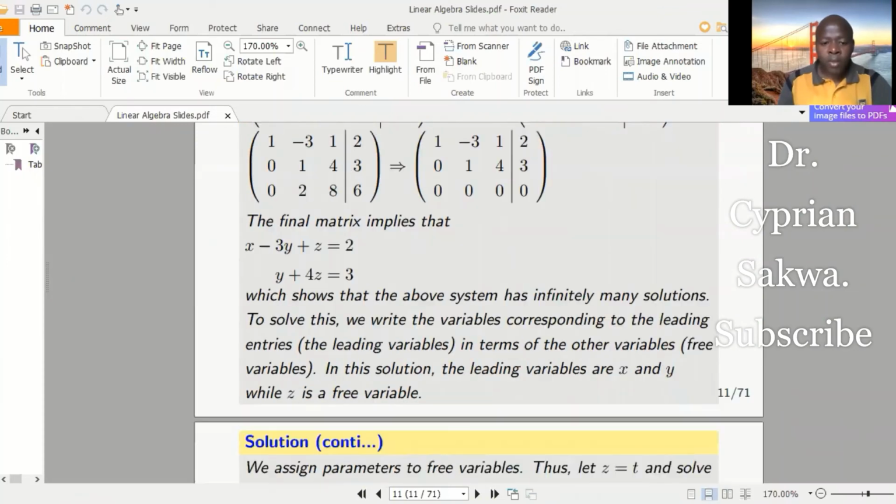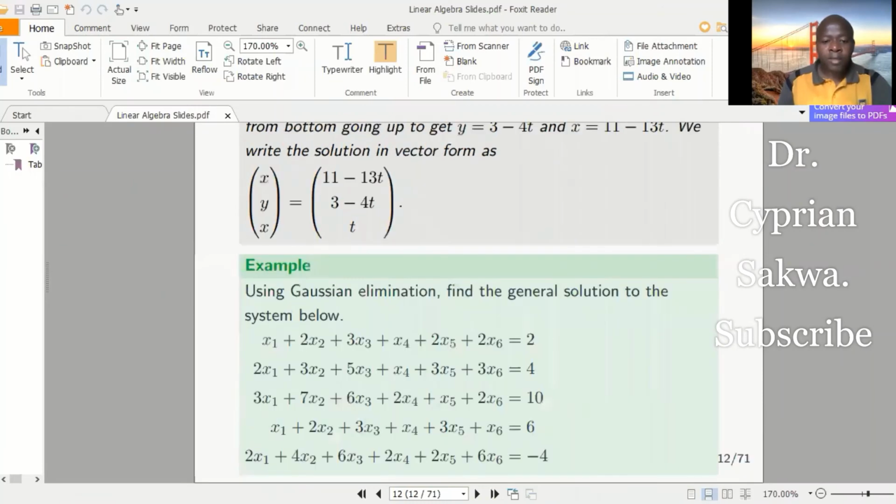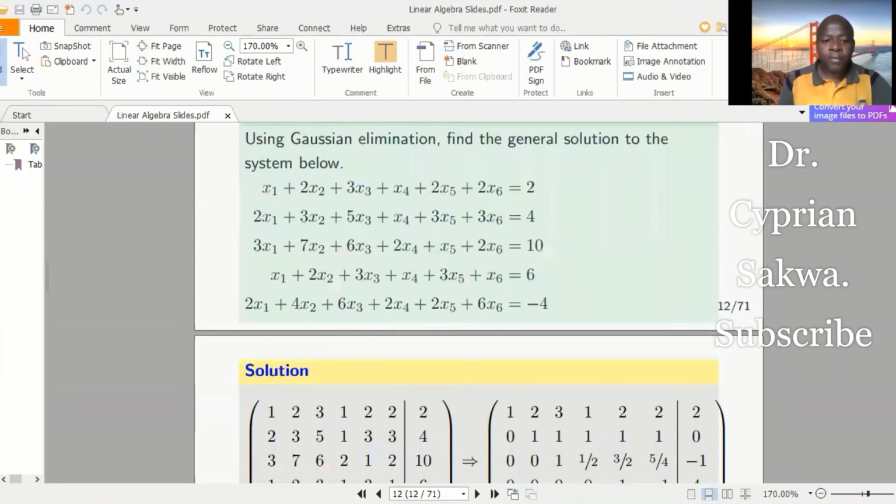I want to look at one more example. And this is the example. Using Gaussian elimination, find the general solution to the system below. Like the example we've had above, what we wrote was the general solution. And thus I said that if t is 1, then we would have one set of solutions. If t is 2, we'd have another set. So what we came up with was a general solution. So again, we require a general solution from this.